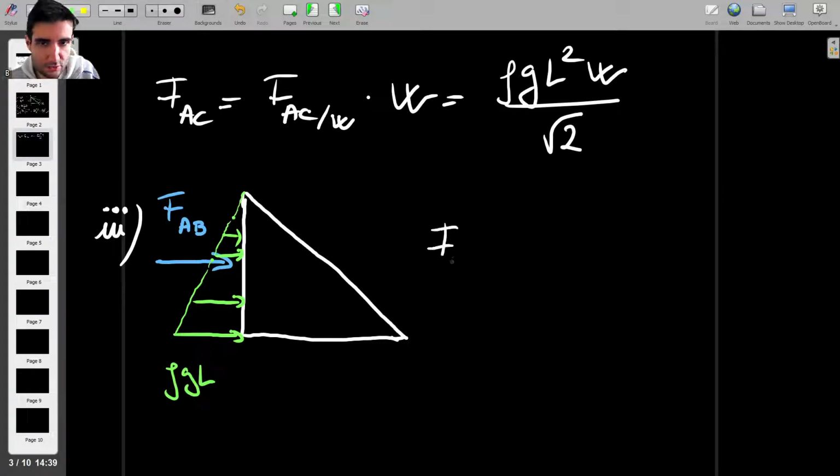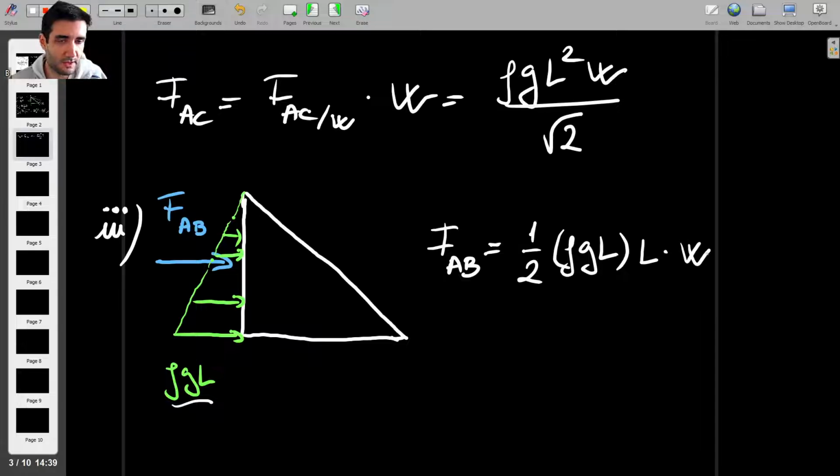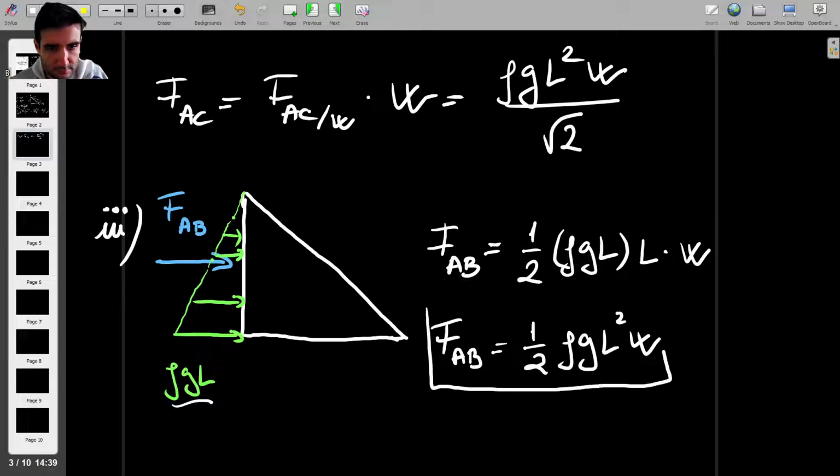So the force acting on AB is equal to the area of that right triangle again, which is 1/2 base times height. The base is rho GL and the height is L, and we multiply this by the width of the prism W. Okay, and that should give us that FAB is 1/2 rho g L squared W. And that's it. That's the force acting on that vertical surface.